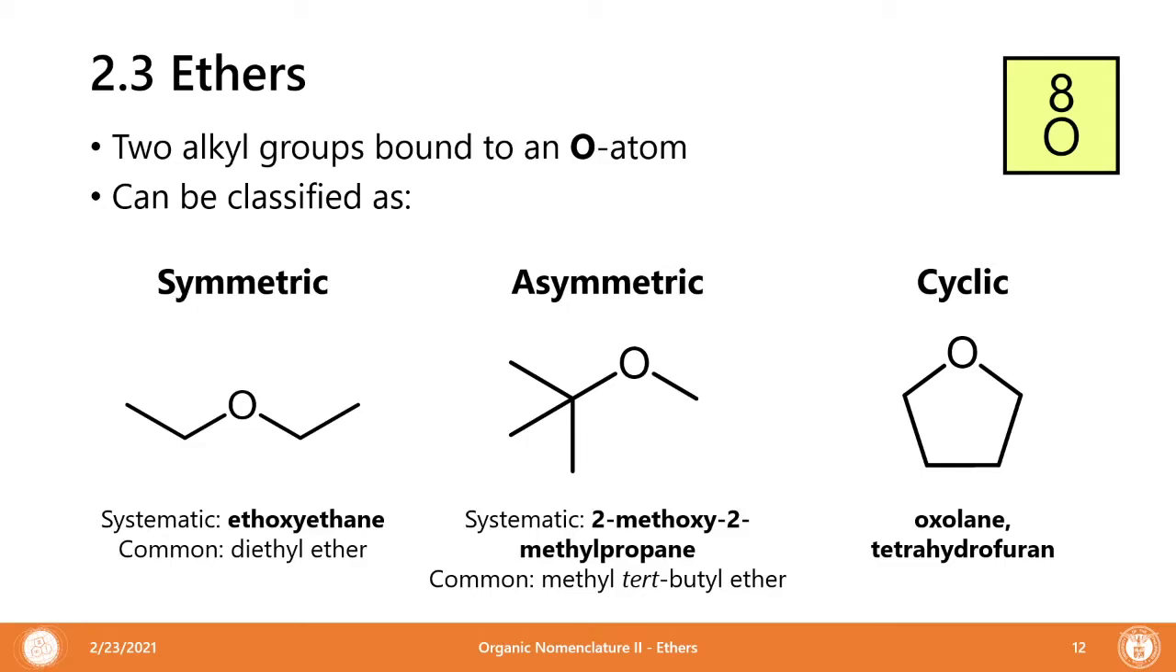Okay, so now we go on to ethers. So ethers are two alkyl groups bound to an oxygen atom, and they can be classified as symmetric, asymmetric, or cyclic. For symmetric, the two alkyl groups connected to the oxygen are identical, while for asymmetric, they are not identical, and for cyclic, the two alkyl groups connect to form a cyclic compound. So let's learn how to name them.